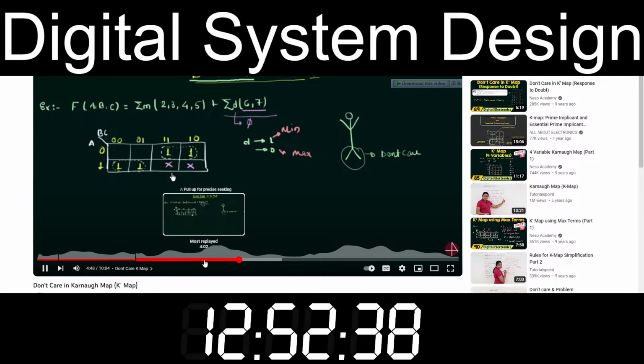We have learned already about the prime implicants. Okay, implicant is the group of 1, prime is the largest group of 1. So we wanted the largest. So what if I change this cross with 1? So let's do it here. Let me make another map for you.